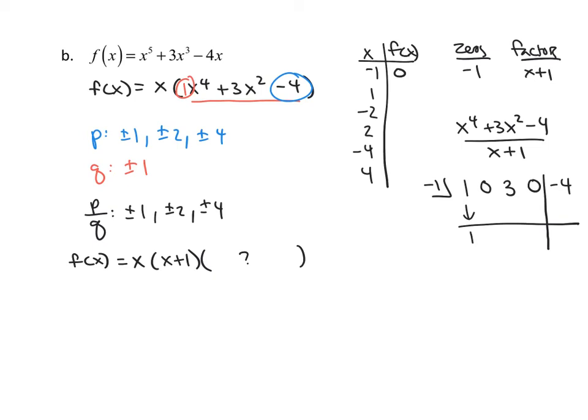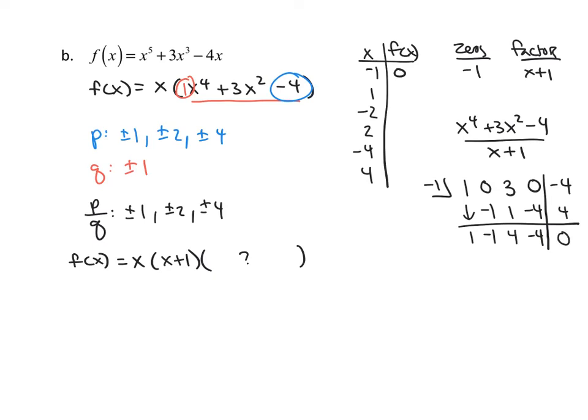And we multiply. -1 times 1 is -1. Add 0 plus -1 is -1. Multiply -1 times -1, we get +1. Add 3 plus 1, we get 4. Multiply -1 times 4, we get -4. Add 0 plus -4 is -4. Multiply -1 times -4, we get +4.